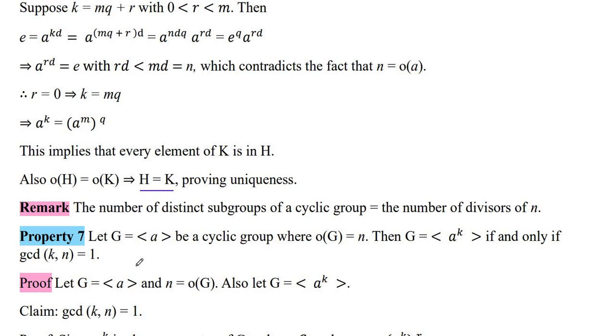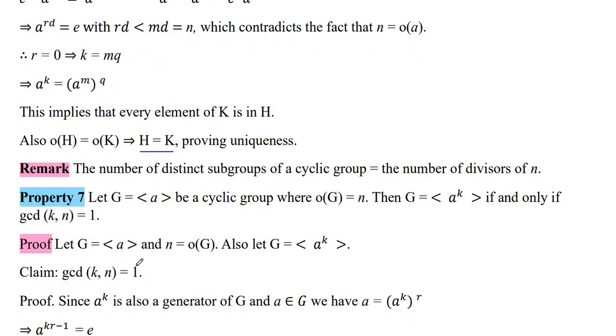Now the last property: if G is generated by a, that is a cyclic group of order n, then how can we find any other generator? If one generator is known, can we find the other generators of the cyclic group?